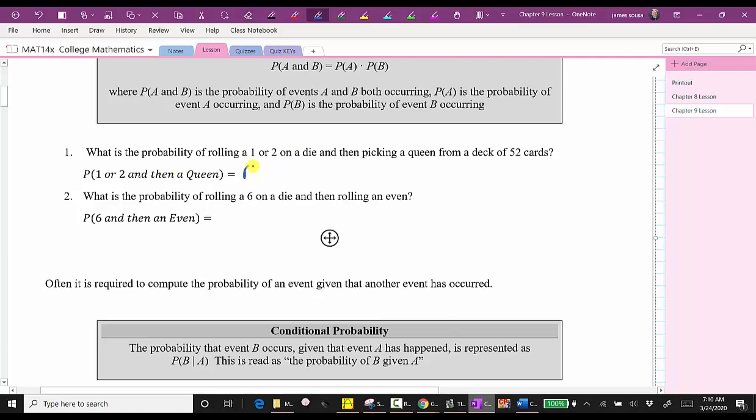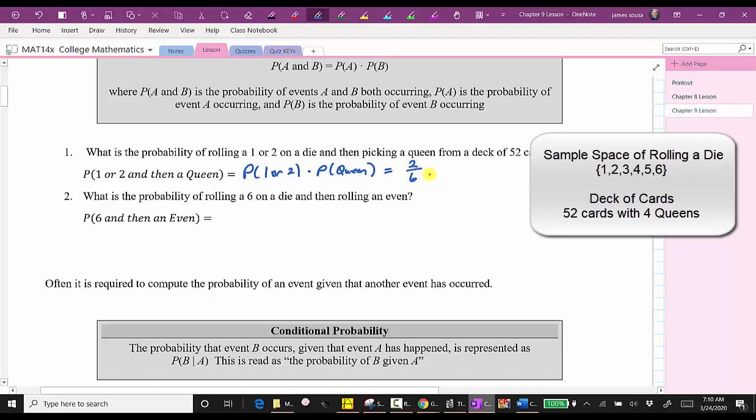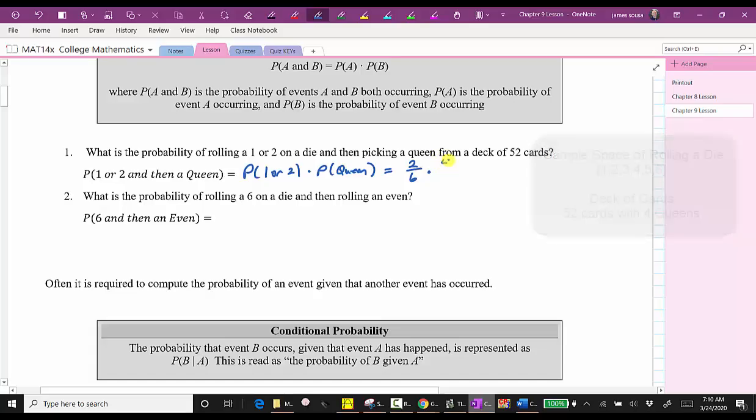So this is equal to the probability of a 1 or 2 on a die times the probability of selecting a queen from a deck of cards. The probability of rolling a 1 or 2 on the die is 2 divided by 6, or 2/6, because there are 2 favorable outcomes out of a total of 6, and then times the probability of selecting a queen from a deck of cards, because there are 4 queens in the deck of 52 cards. The probability of selecting a queen is 4 divided by 52, or 4/52.